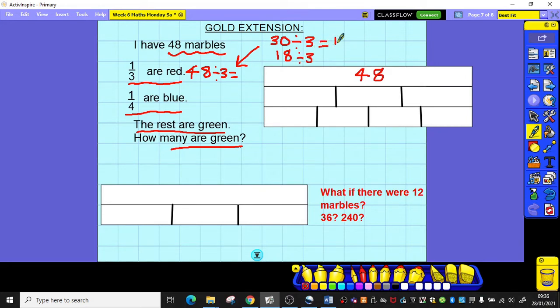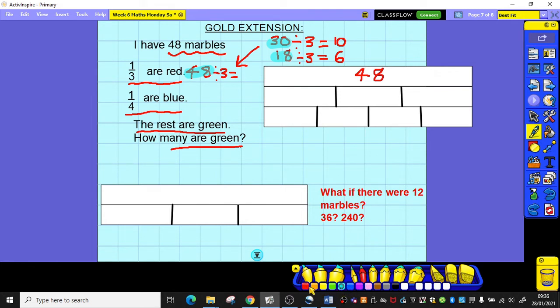30 divided by 3 is 10, obviously 10 times 3 is 30, and 18 divided by 3 is 6, 6 times 3 is 18. So what I've done there is I've said, okay, I'm going to break up 48. I'm going to chunk it, if you like, into 30 and 18. Those two numbers still make 48. Therefore, my answers would be the answer just here.